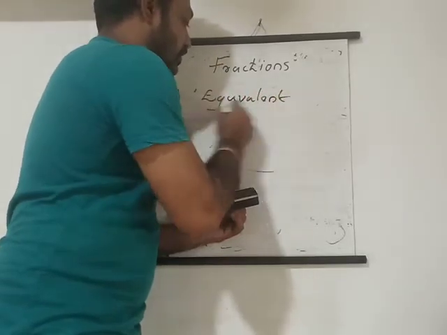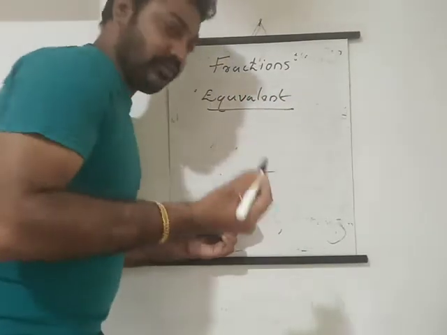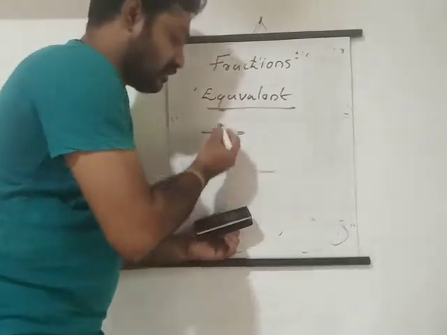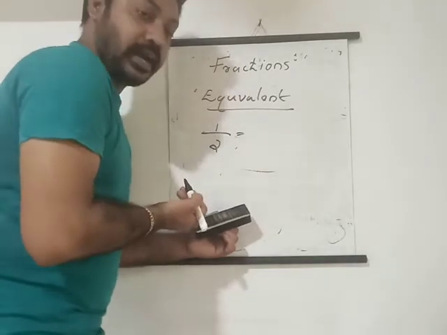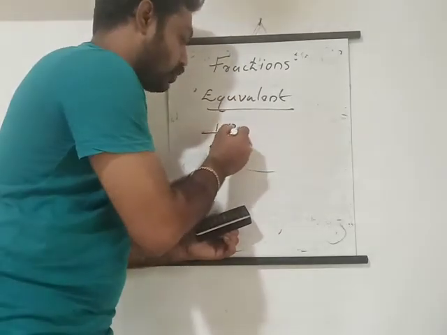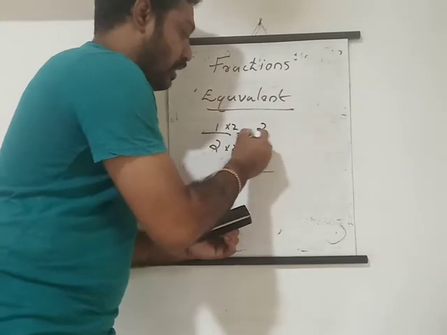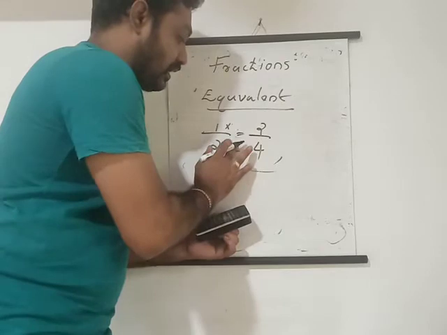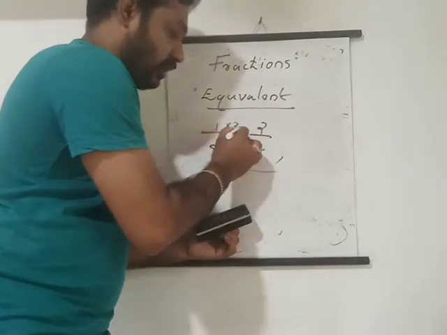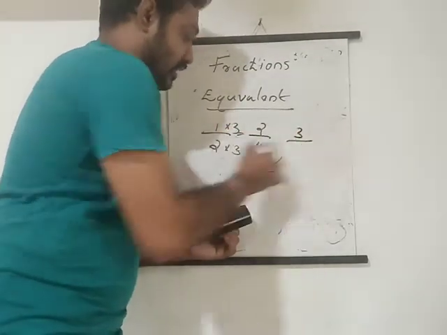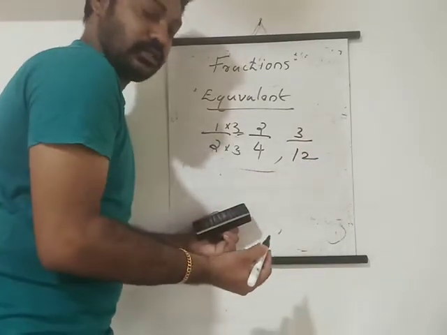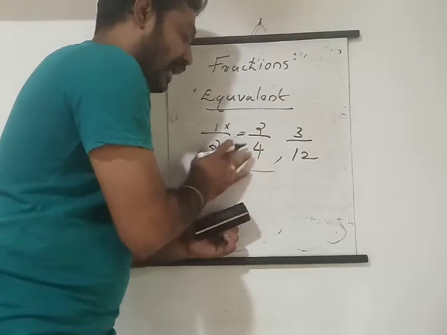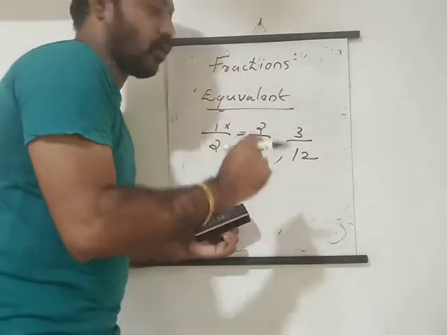Equivalent fractions we can get by, I don't know whether you remember, multiplying the denominator and numerator with the same number. For example, if I am multiplying by 2 here, what will you get? 2 by 4. Instead of 2, I am taking 3, which means I will get on the numerator 3, denominator 12. 3 by 12. You have to multiply both the numerator and the denominator with the same number; only then will you get the equivalent fraction.